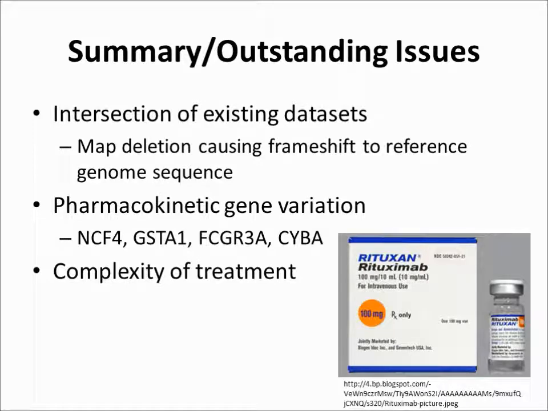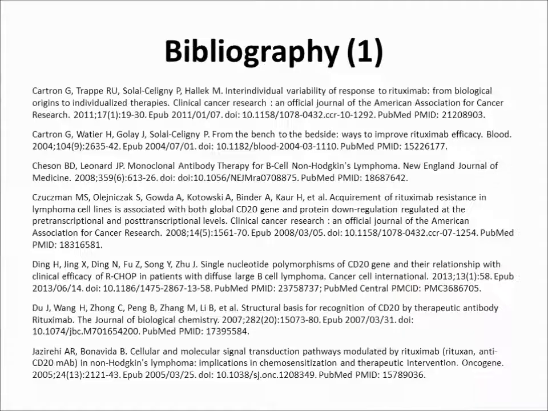Immediate research efforts could focus on mapping the C-terminal frameshift deletion to the reference genome sequence in order to sequence this region in other patients to determine the prevalence of this variation in an effort to explain observed cases of rituximab resistance. This presentation is focused on pharmacodynamics of the drug, but there is also evidence that genes involved in the pharmacokinetics of the drug are important also. Finally, the implementation of pharmacogenomic warnings for rituximab should take into account already complex treatment guidelines.